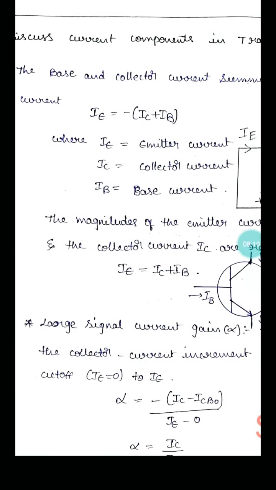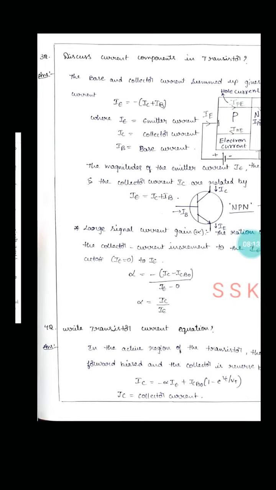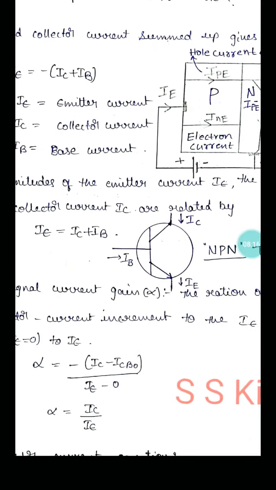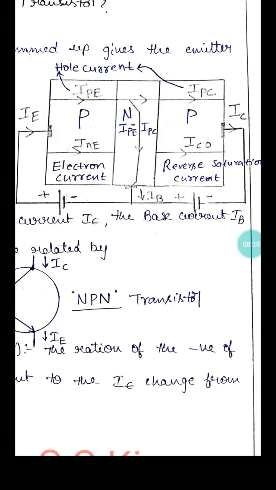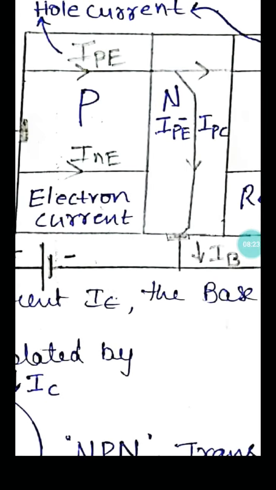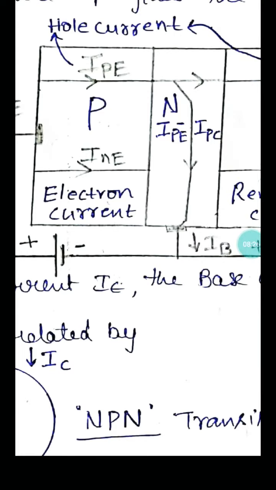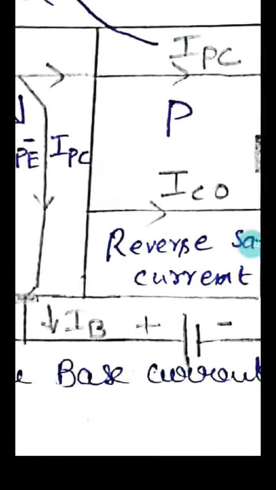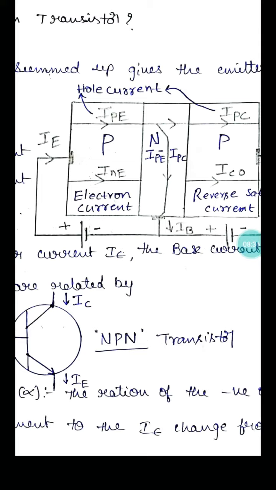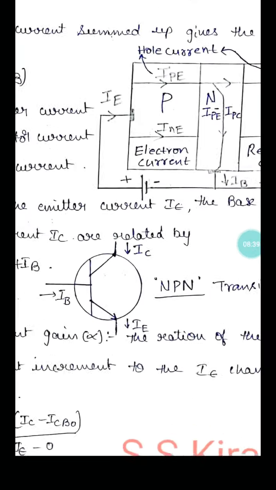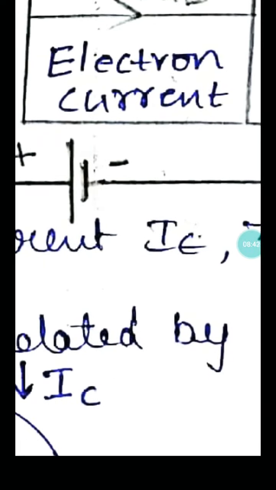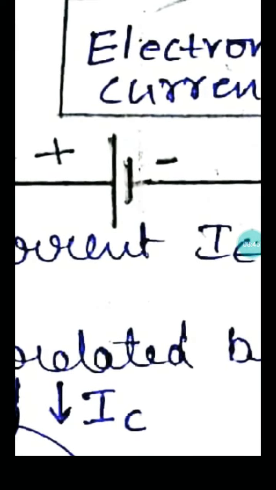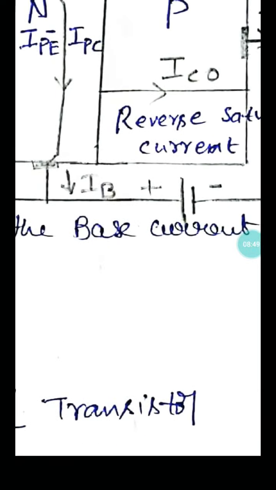Coming to the third question: discuss current components in a transistor. Immediately you can draw this diagram. This is a P region, the next one is an N region, and this is a P region. These are the three regions. P is connected to positive and N to negative, because of forward bias on the input side and reverse bias on the output side.